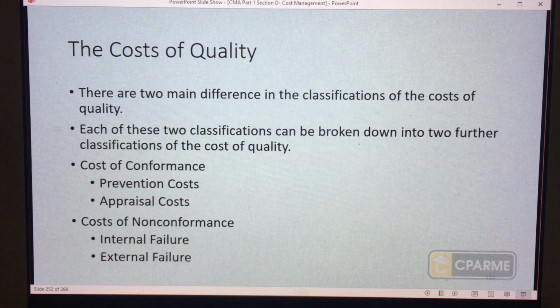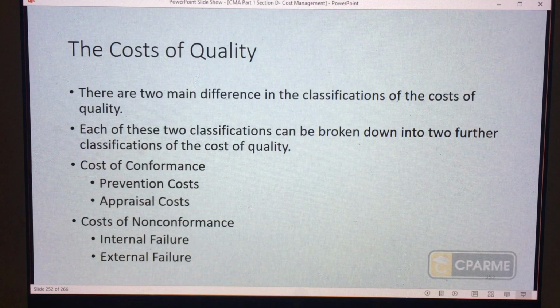Cost of quality. There are two main differences in the classifications of the cost of quality, and that is cost of conformance and cost of non-conformance. Itong cost na to, they are further broken down into costs of quality. So tatanungin sa'yo yung two main cost classification, so the cost of conformance and non-conformance.